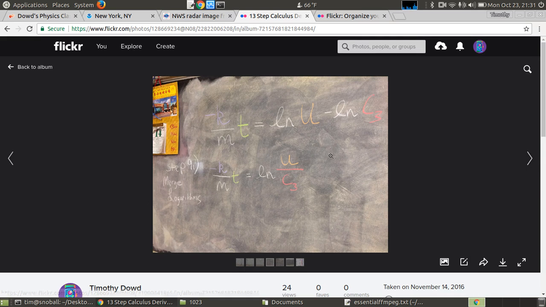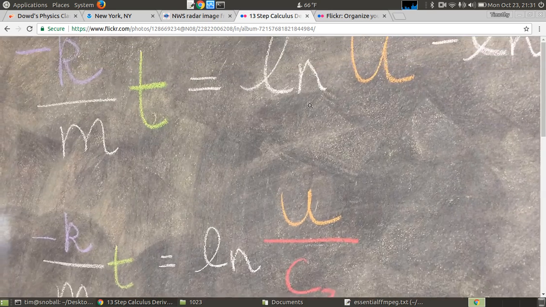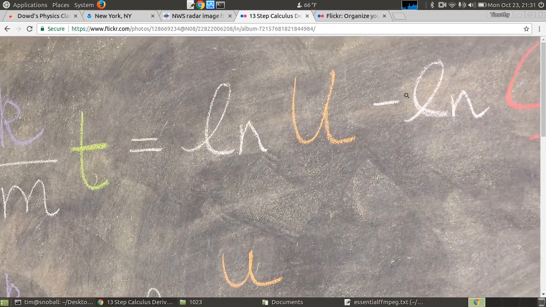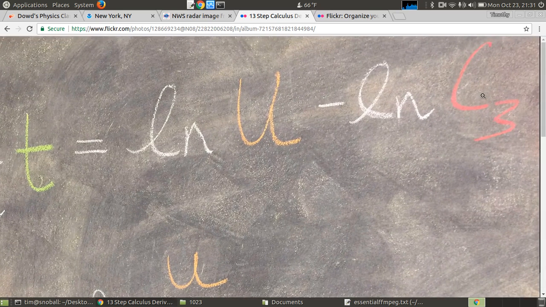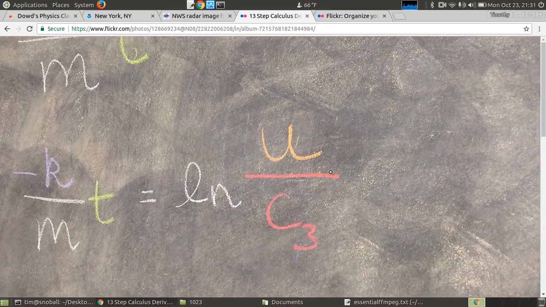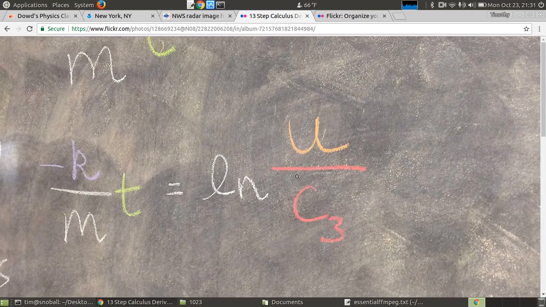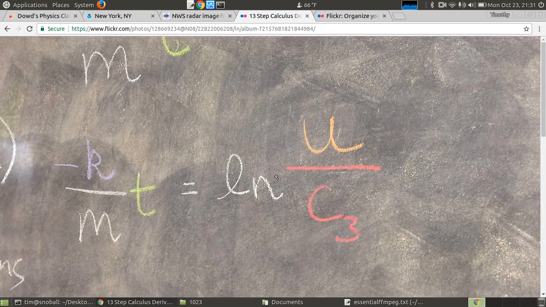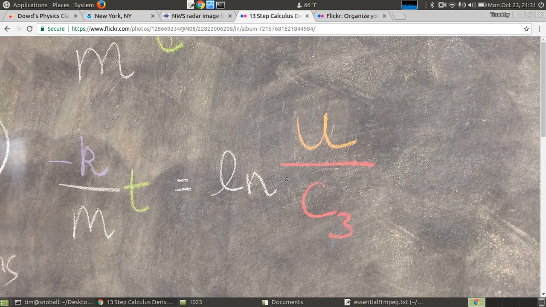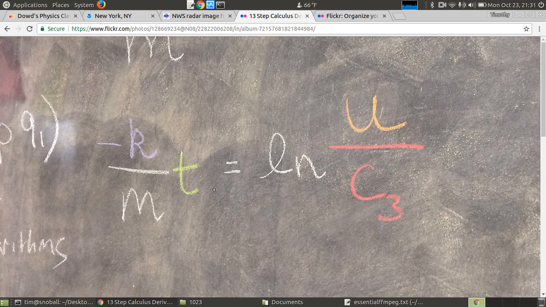All right, so I've got what I had before. Minus k over m times t is natural log of u minus natural log of this random constant, ln c3. And you can see why the natural logs were useful now. I can combine them. So that whole right side just becomes the natural log of u over c3. And then I've got minus kt over m.